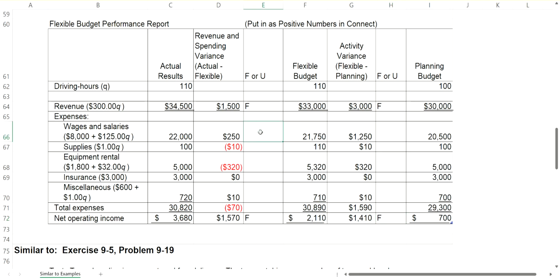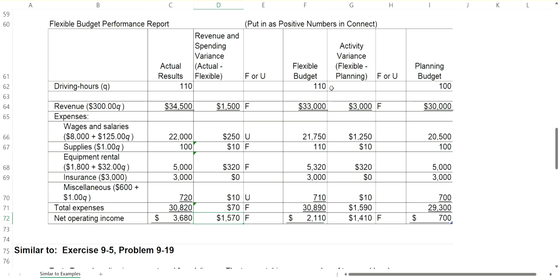Now, let's analyze our expenses. If it's positive, remember, it's unfavorable. So those two are unfavorable. If it's negative, it is favorable. So I will make that favorable, favorable, favorable. If it's 0, there's no variance. Now, remember when you put this in Connect, go ahead and make that a positive 10, a positive 320, and a positive 70. By marking it favorable, you're really signifying that it is a reduction.